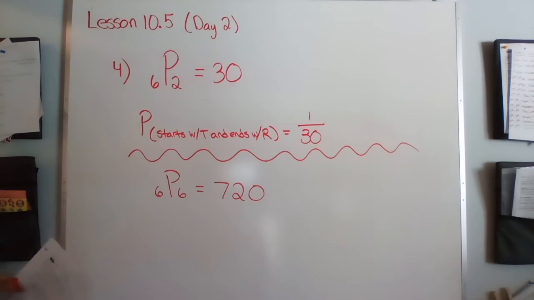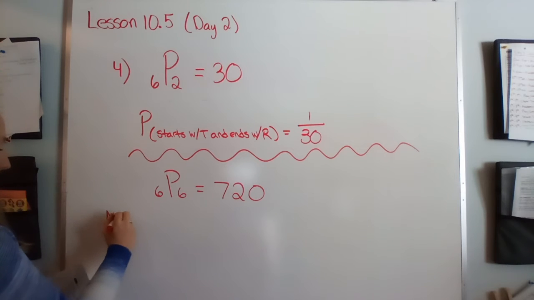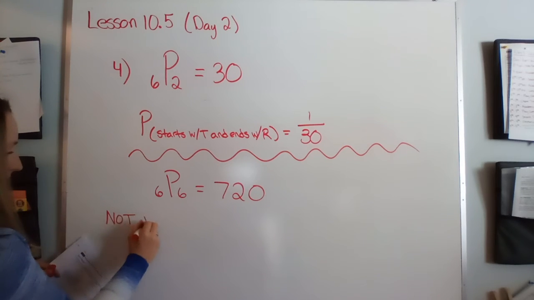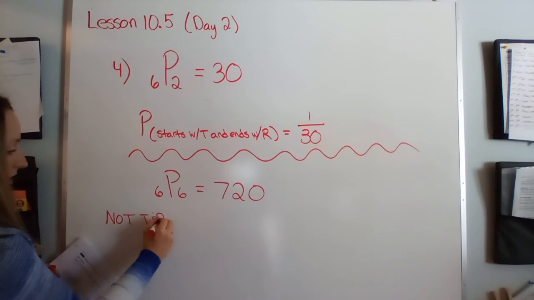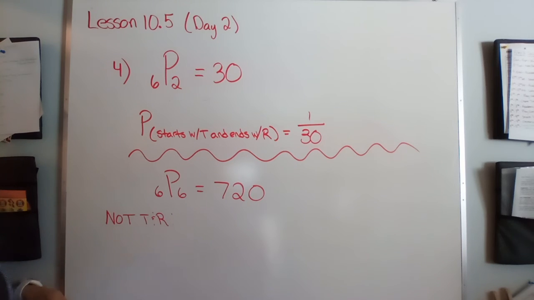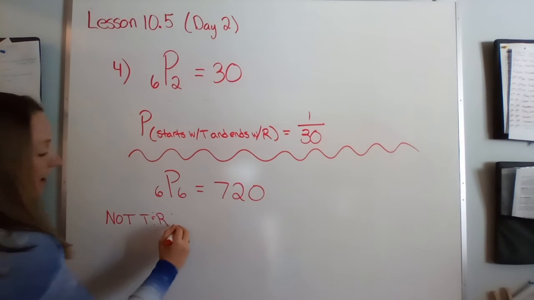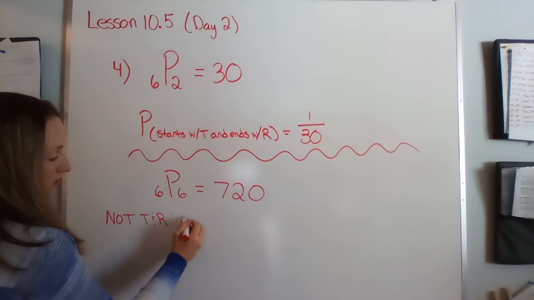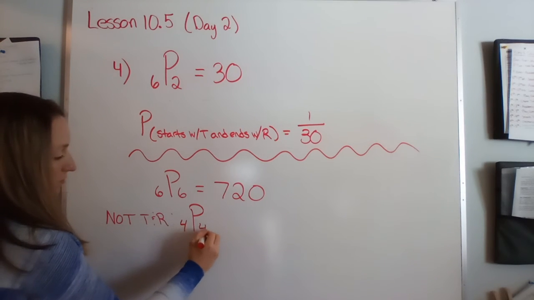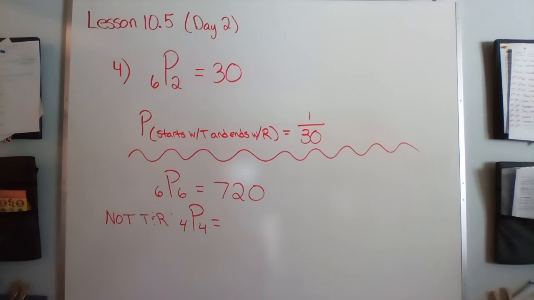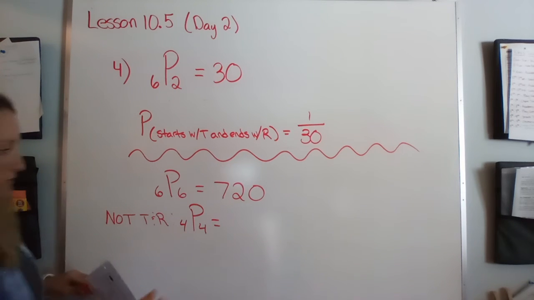Now I'm going to write not T and R. What I mean by that is, not using the letters T and R, how many different license plates are there? If we eliminate the T and the R, we're eliminating 2 out of the 6. So now I have 4 total letters to pick from, and I'm going to choose 4. So 4P4, and that's going to give you 24.